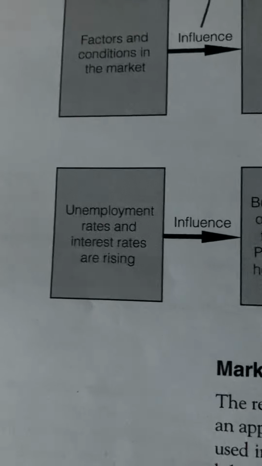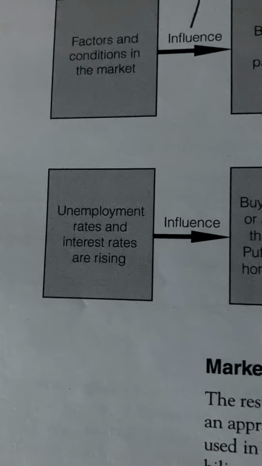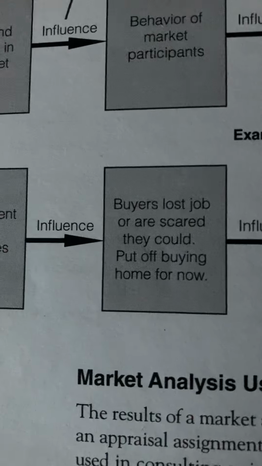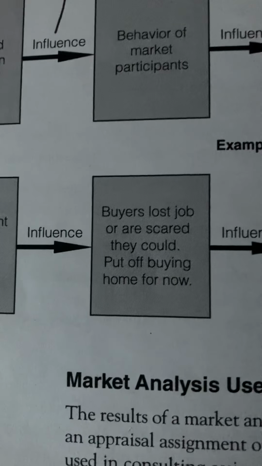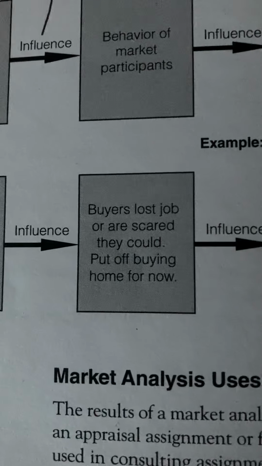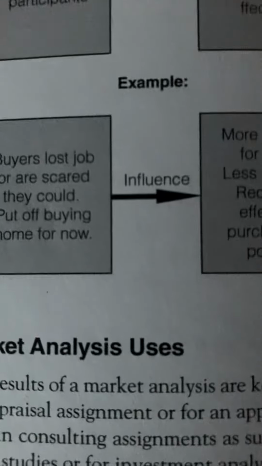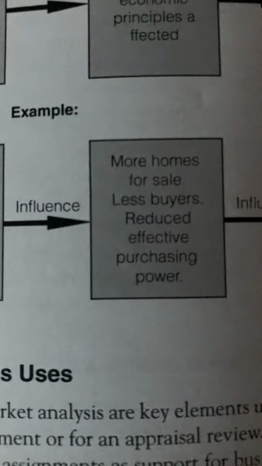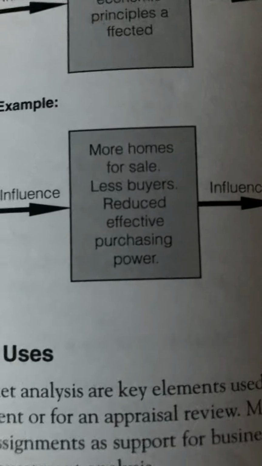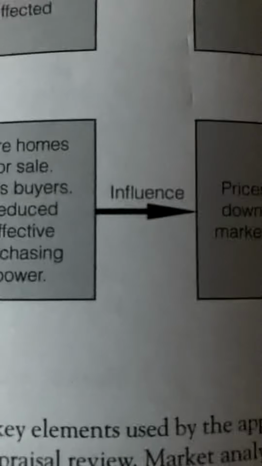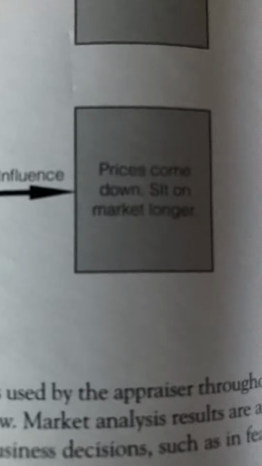Example: unemployment rates and interest rates are rising. That influences buyers who lost their jobs or are scared they could lose them, so they put off buying a home for now. That influences more homes for sale, fewer buyers, reduced effective purchasing power. That influences prices to come down and homes to sit on the market longer.